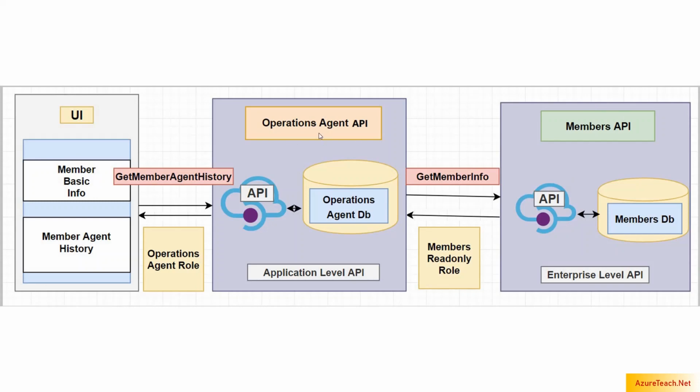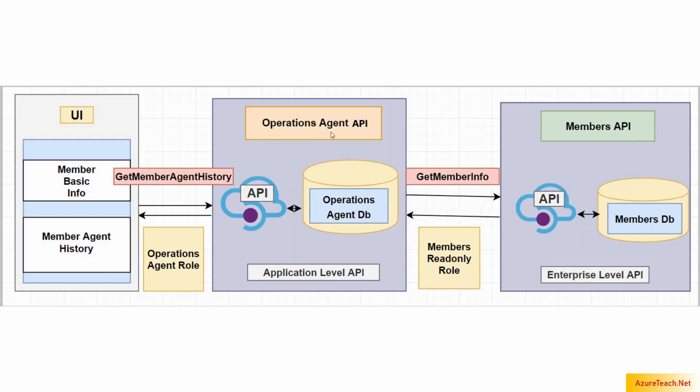Here we have Operations Agent API. This is application level API. That is, it is consumed by the same team who developed the user interface. No other applications access this API. Here we have the user interface. In one of its pages, we are displaying members' basic information and also member agent history. Over the period of time, the members can contact different agents and we are preserving the interaction history and displaying the same on the UI.